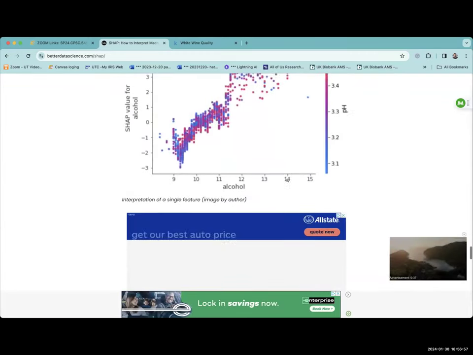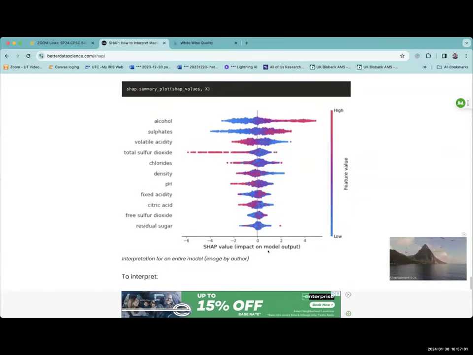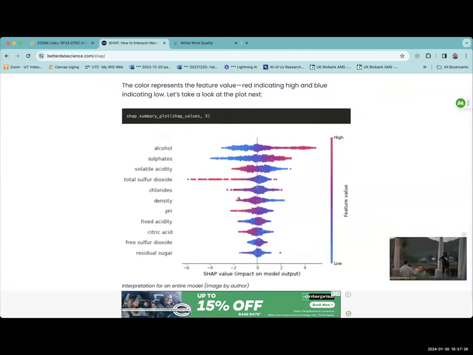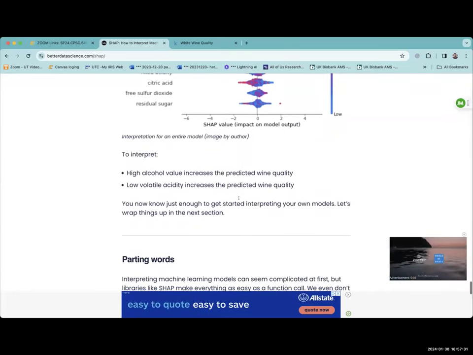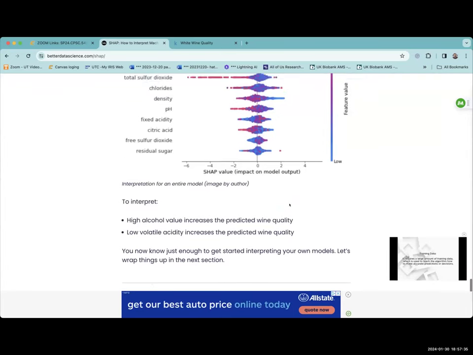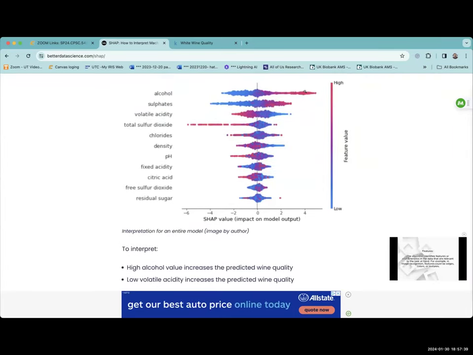Yeah. So I guess some of you can spend more time on this tutorial and really understand the SHAP plot and our model output. Feature value high is red, blue is low. Okay. Blue goes this direction, red goes that direction. Yeah, high alcohol value increases the predicted wine quality. Now it makes sense. But this color seems to be just opposite to the paper we just read.